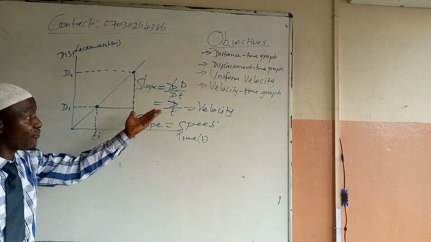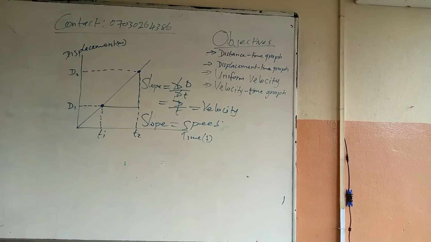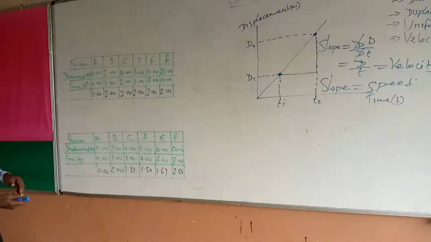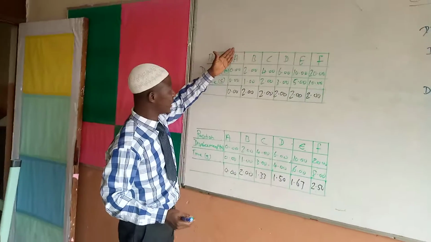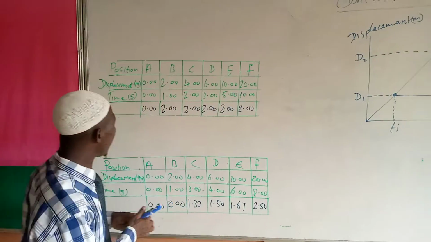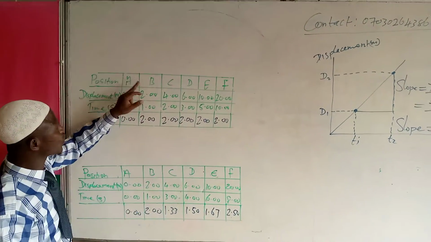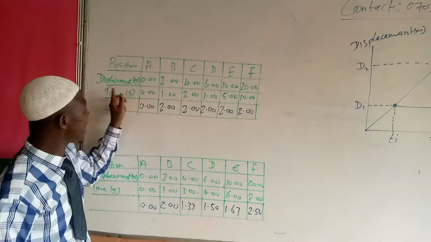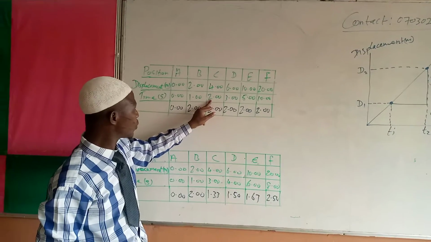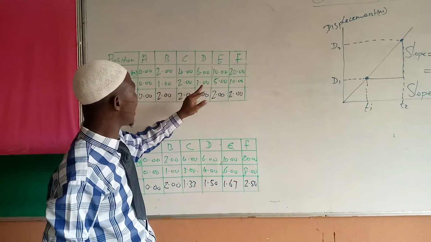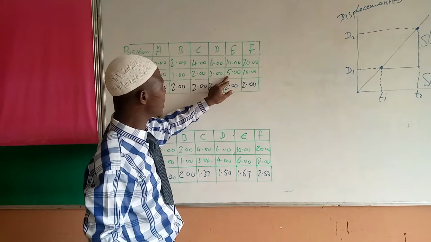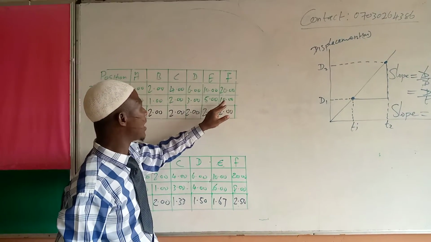The next subtopic is uniform velocity. Our velocity may be uniform or non-uniform. Now let's try to use this table to justify. Let's say we have a car or an object that starts its journey from A and is going to F. The distance covered from A to B is 2 meters, while time taken is 1 second. Then for C it is 4 meters, time is 2 seconds. For D is 6 meters, time is 3 seconds. For E is 10 meters, time is 5 seconds. While F is 20 meters and time is 10 seconds.